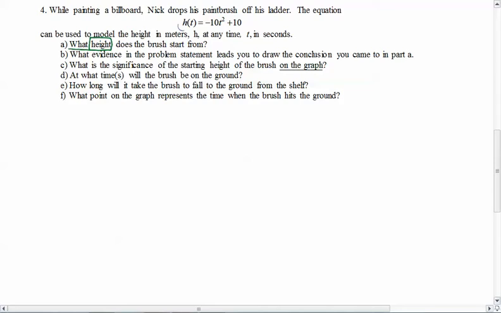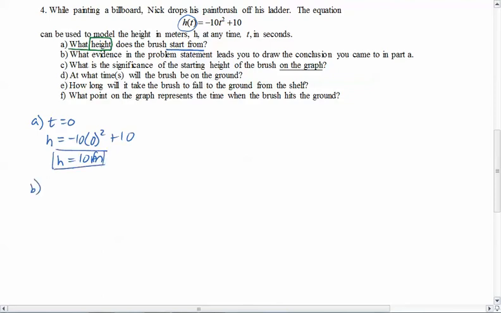That means that h should be the variable, which means I should be given some information about t. And sure enough, it tells me start. At the start, what is t? t equals 0. So I should be able to just go h equals negative 10 times 0 squared plus 10, which is 10. So 10 meters. All right, so it starts at a height of 10 meters.